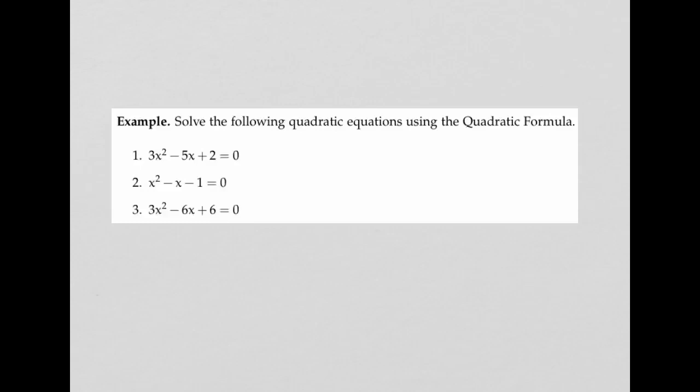Here are some examples. I'm going to work the same examples that I did with completing the square, but this time I'm going to use the quadratic formula. Here's the first example. Let's solve using the quadratic formula 3x squared minus 5x plus 2 equals 0. Start out by figuring out what a, b, and c are. So a is 3, b is negative 5, and c is 2.